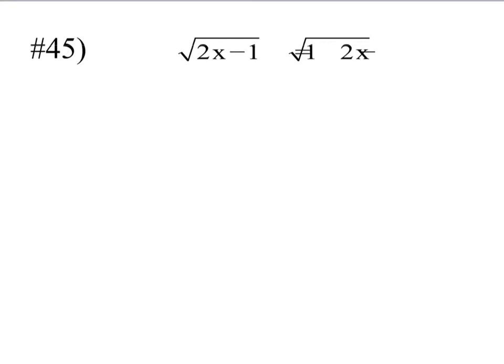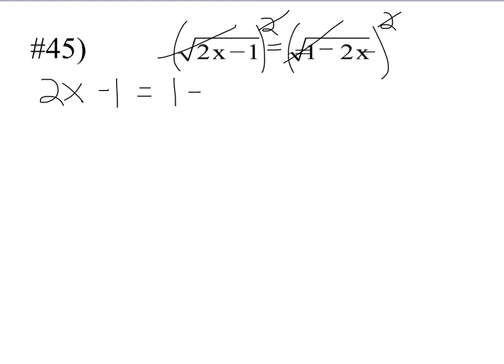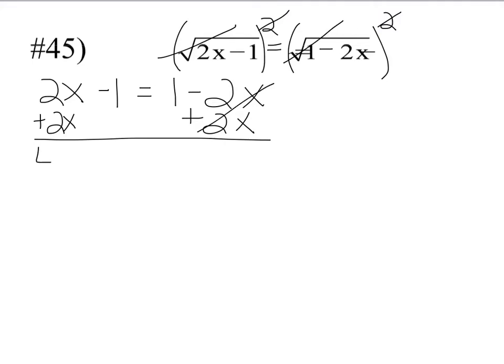Okay, here we have the square root of 2x minus 1 equals the square root of 1 minus 2x. Okay, so I can go ahead and square both sides since my radical is already isolated. Square root and square cancel on both sides, leaving you 2x minus 1 is equal to 1 minus 2x. I want to keep my x's positive, so I'm going to add 2x to both sides, leaving me 4x minus 1 is equal to 1.